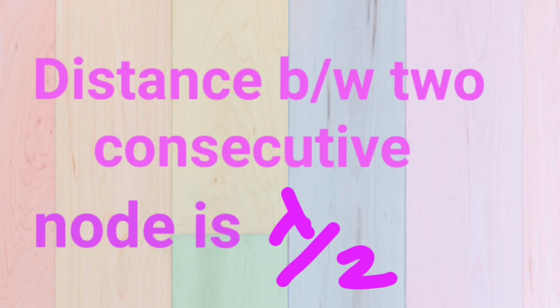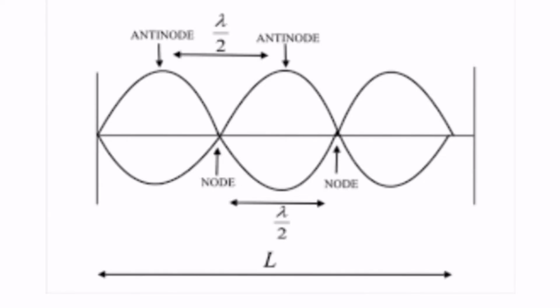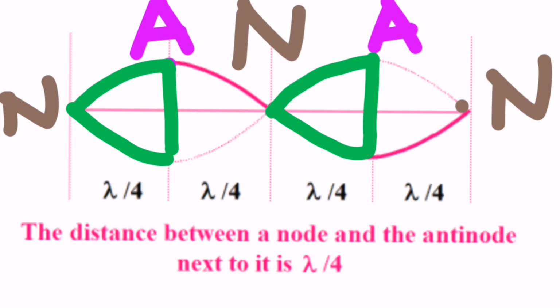Now let's see this with the help of a diagram. Now these are two nodes present over here and two antinodes from this point to this point. Now the distance from one node to another node is lambda by 2. And the distance from one antinode to another antinode is lambda by 2. As we saw in the first point, the distance from one node to another antinode is lambda by 4. It means the distance between two nodes will be lambda by 2 if we double this amount. How can we double it?